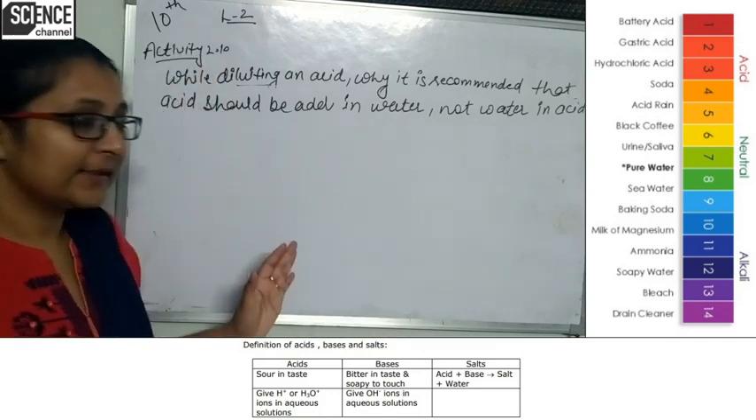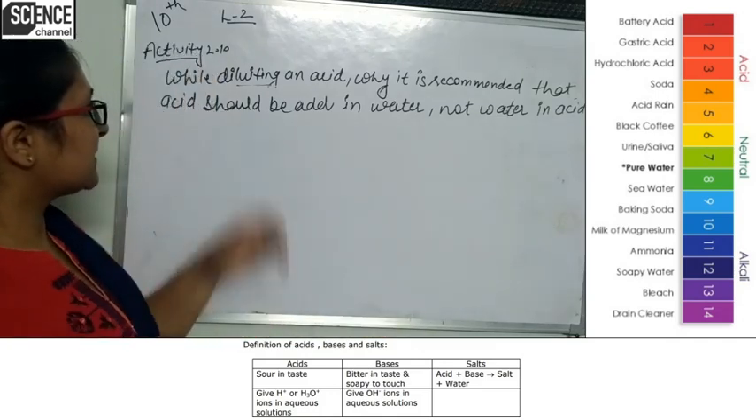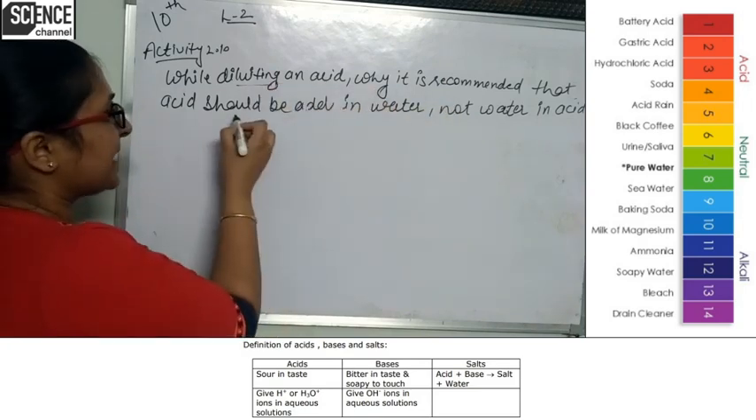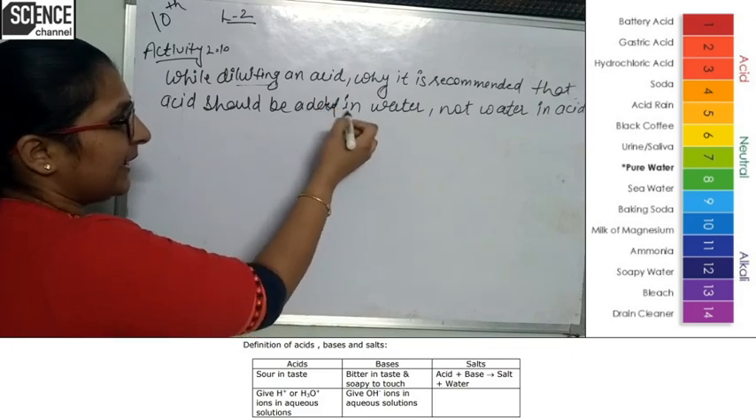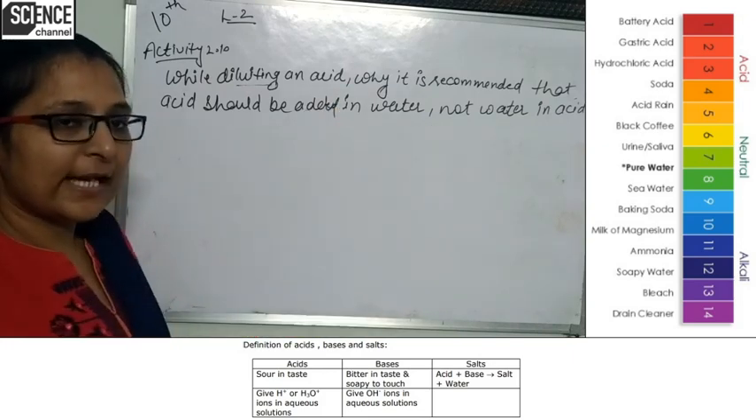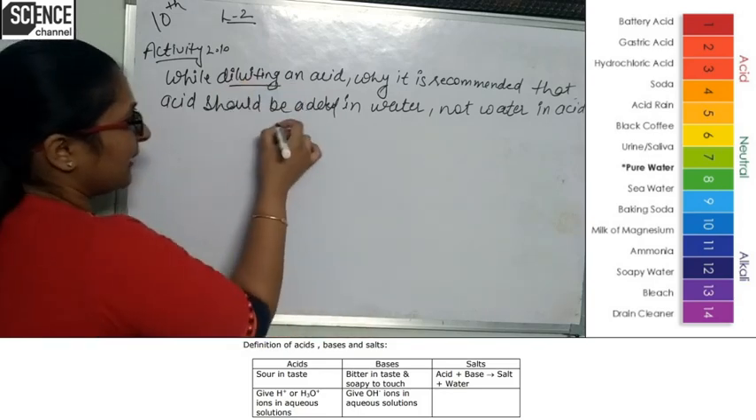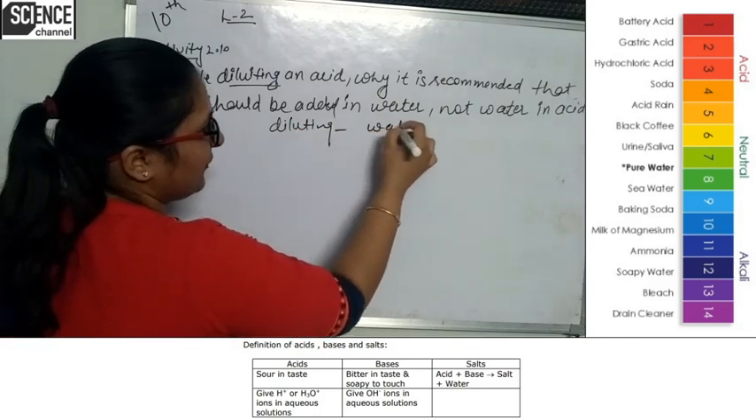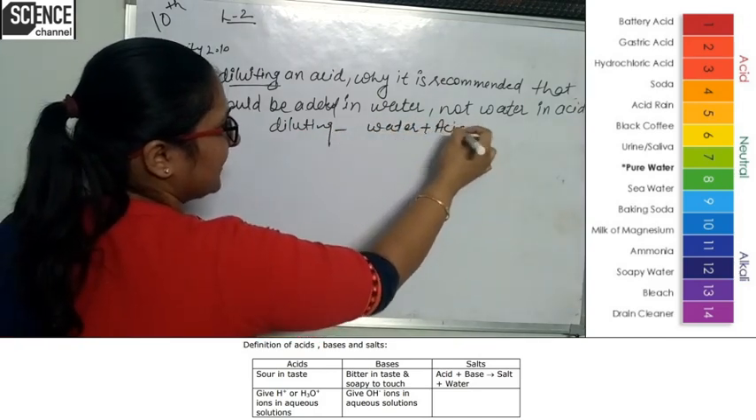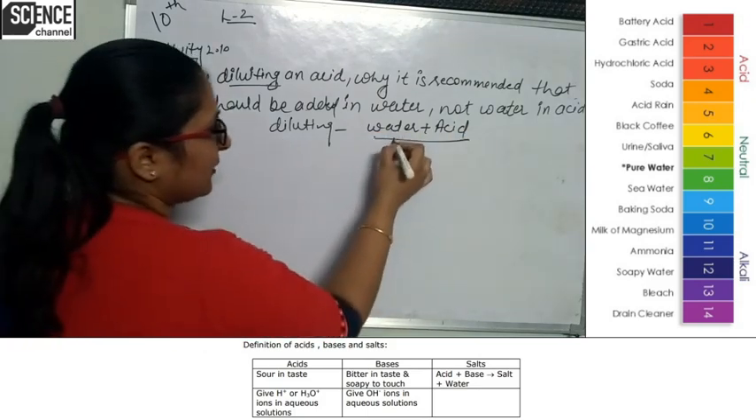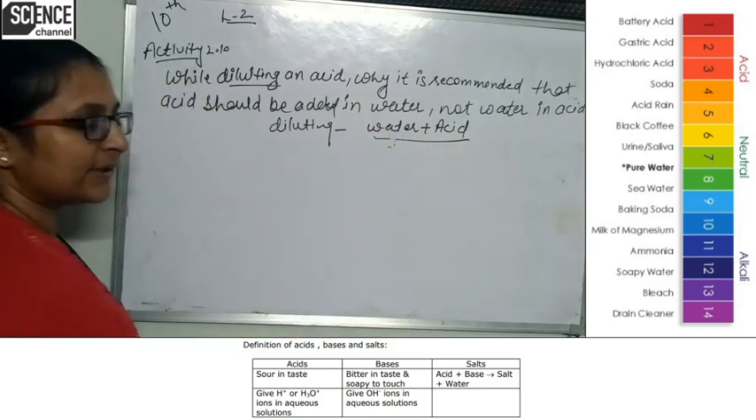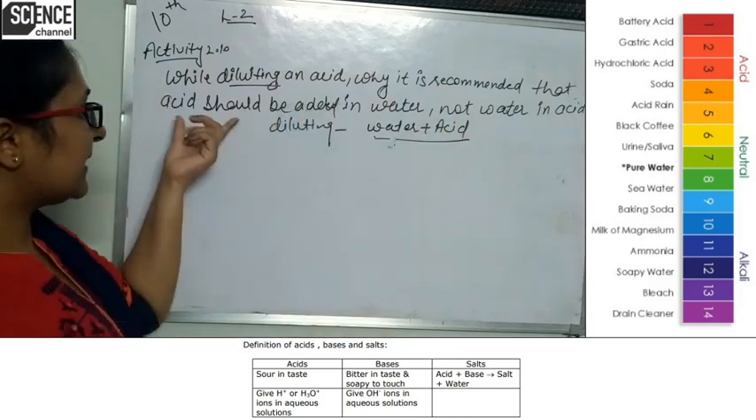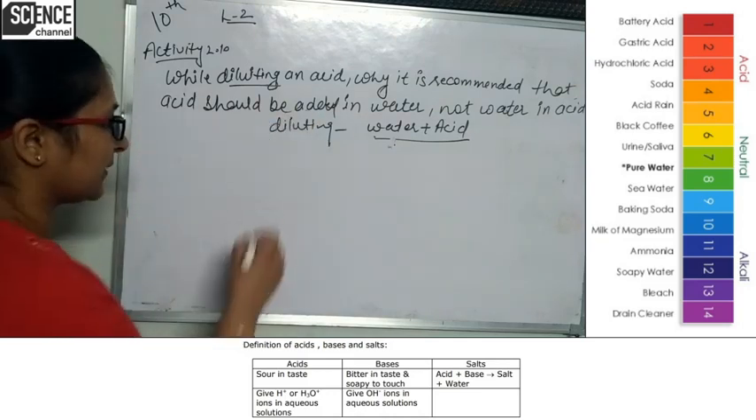From activity 2.10, the most important question is: while diluting an acid, why is it recommended that acid should be added to water, not water to acid? Firstly, what is the meaning of diluting? Dilution means a mixture of water and acid, with water in excess quantity and acid in a lesser quantity. The question is why acid should be added to water.